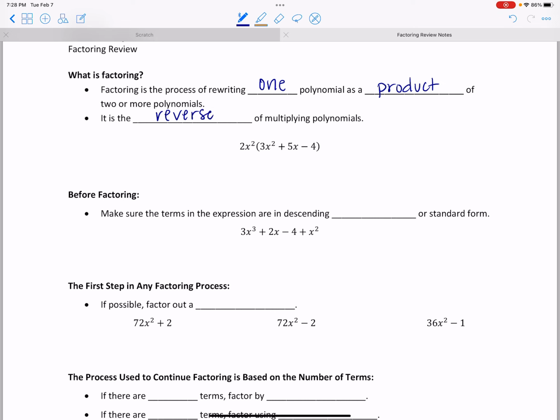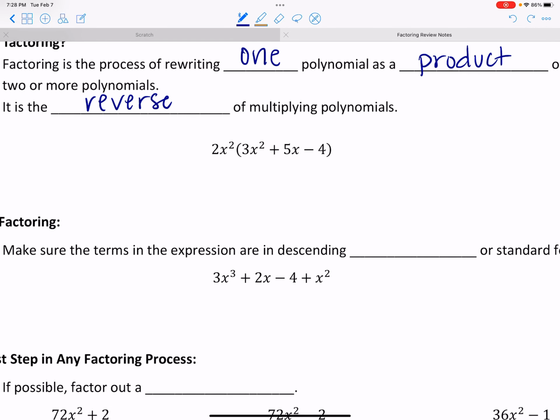So for instance, in this product, if I gave that to you, I'm hoping you would instinctively say, okay, this needs to be distributed, so we would multiply, and the 2x squared times the 3x squared would give us 6x to the fourth, where we're multiplying those coefficients and adding those exponents. We would multiply here, 2x squared times 5x, and we would end up with a 10x to the third. And we would multiply here, 2x squared times the negative 4 would give us a negative 8x squared. So starting here and working this way, that's the multiplying process that we've seen a bunch of.